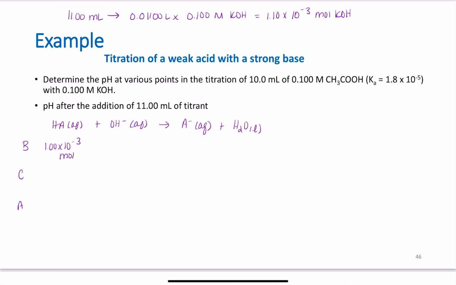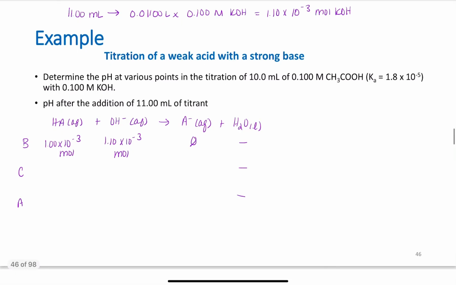And now I have 1.10 times 10 to the minus 3rd moles of OH minus. I don't have any A minus to start, and water does not factor in. Note, we're very used to subtracting the concentration from the hydroxide, but this time the number of moles of HA is actually smaller. So we're going to subtract that, and plus 1.00 times 10 to the minus third moles.